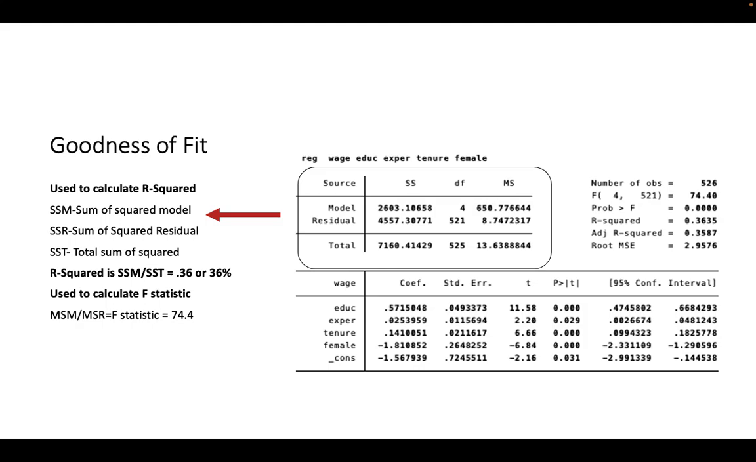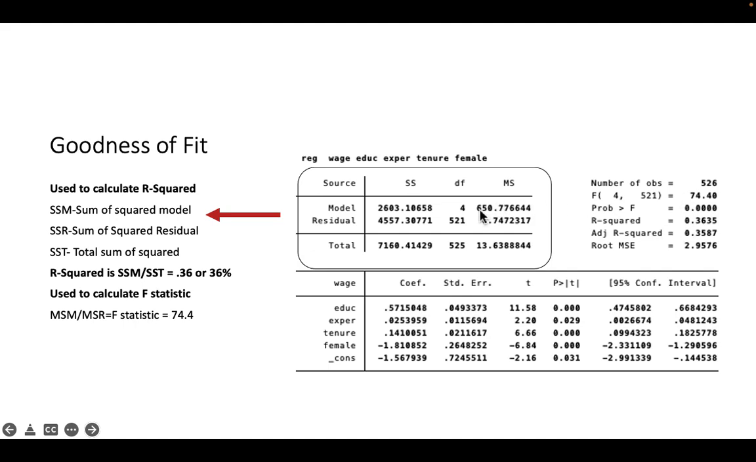Now let's talk about the left hand side of the regression output. This is an ANOVA table, and I'm sure you have studied this in your statistics class, where there are things called the sum of square residuals and sum of square estimates. This table is basically used to calculate the F statistic and the R squared.